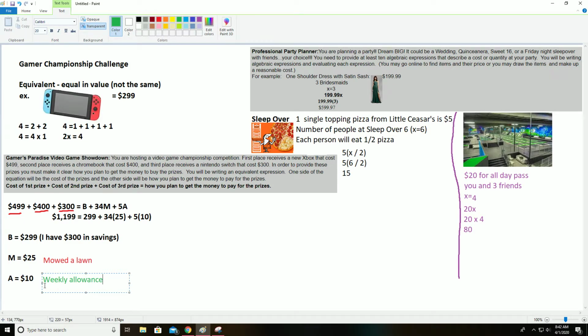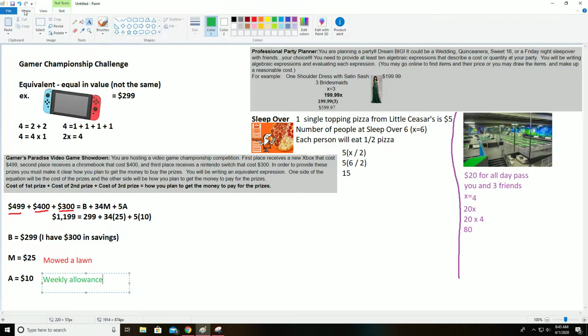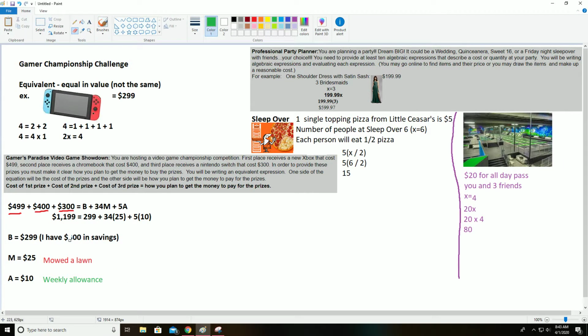So here's my equation. We're going to go ahead and take this back up here so we can apply it. B. Notice how I've put 299 here. I had 300 in my original example. So let me erase this real quick. And we'll fix that.